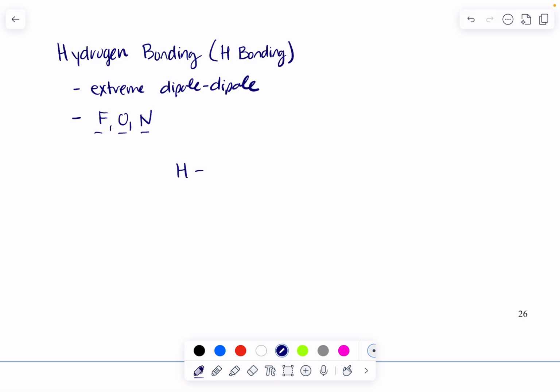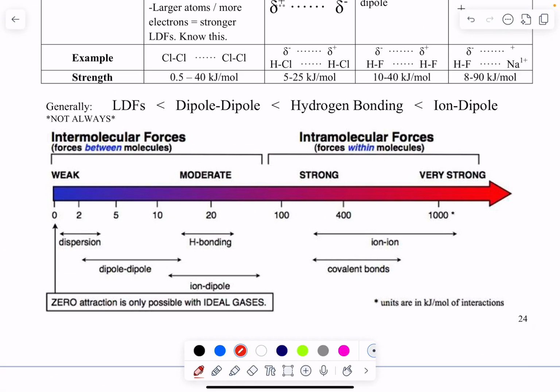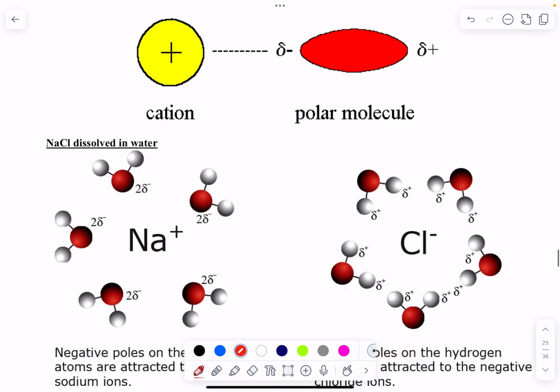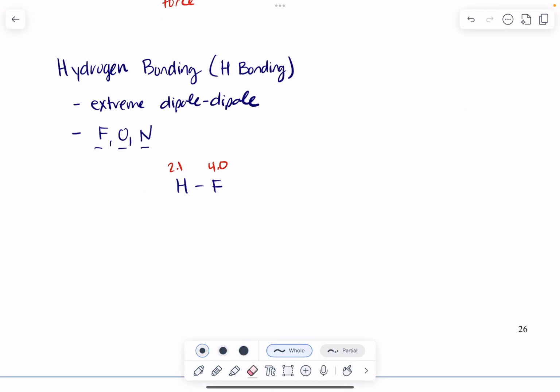If we had HF, we could go through and figure out some electronegativity values, 2.1 and 4.0. You might say, whoa, that difference is going to be 1.9. That's a strong difference. That's borderline ionic. If we go back a couple pages, and actually not in these notes, a large difference in electronegativity is going to lead you to actually cause not covalent bonds, but ionic bonds. And so this is right at the border there. So we would say that the fluorine is super delta negative, leaving the hydrogen super delta positive.